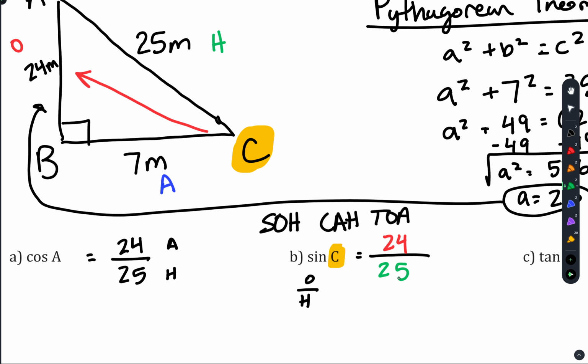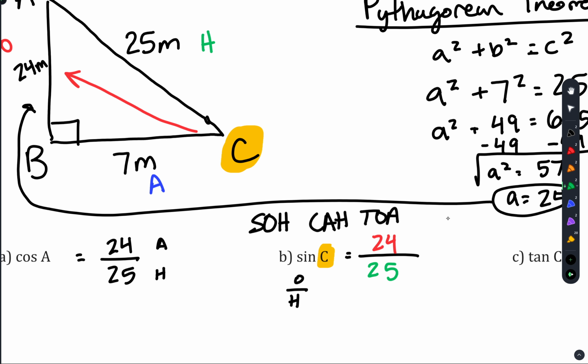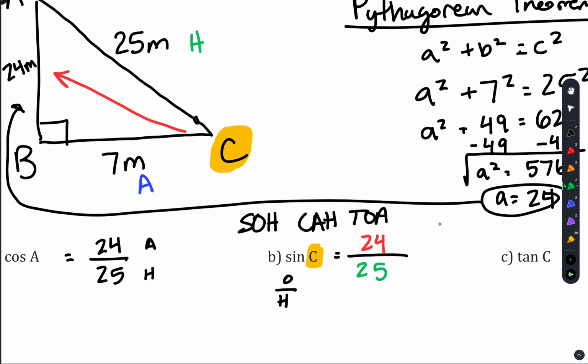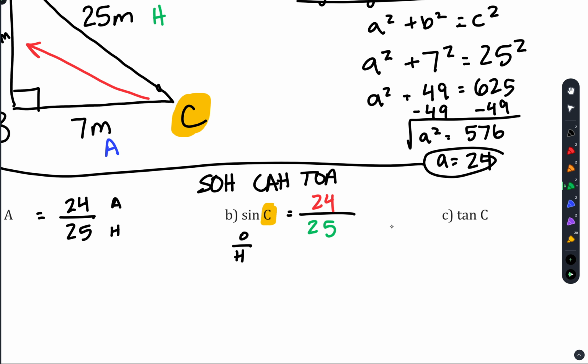That happens a lot, actually, because when we switch what angles we're looking at, the opposite and the adjacent swap. So oftentimes we get the same ratio. Okay, good. Last one here. Tangent C. What two pieces do I need for tangent? Opposite, hypotenuse, adjacent. What two pieces make tangent?